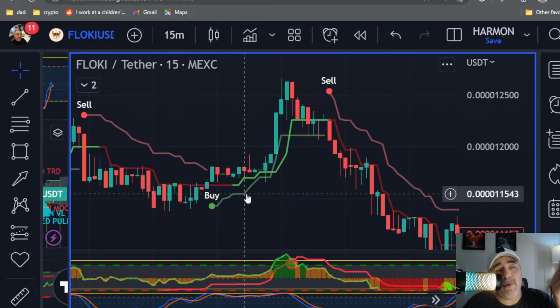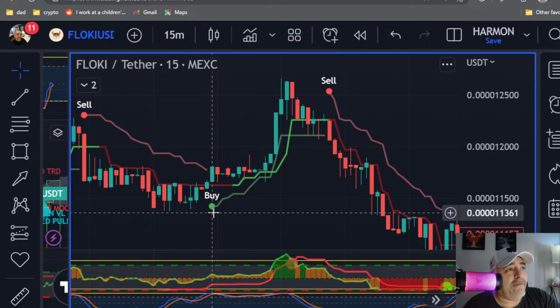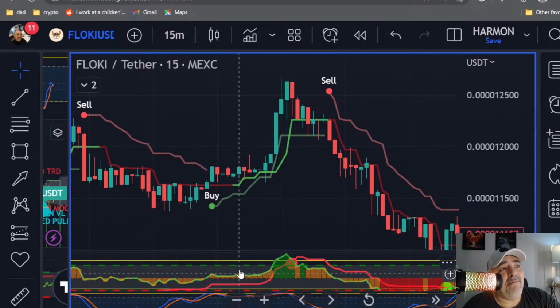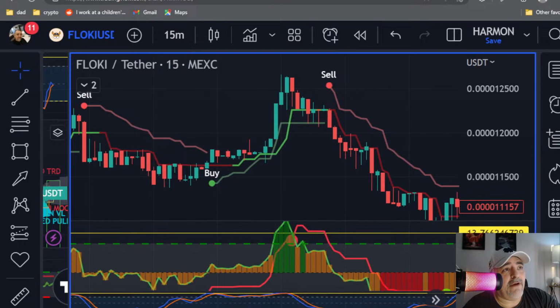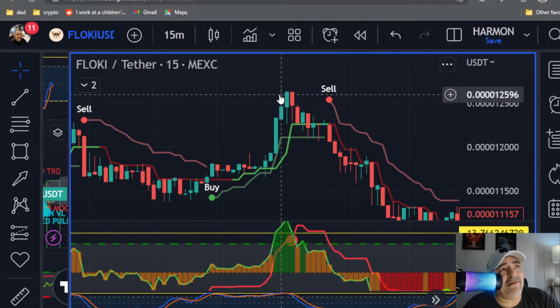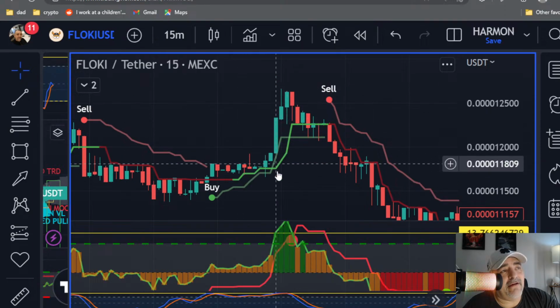But then there's always a pullback. Remember, guys, keep that in your mind. Everything pulls back, right? Now on that pullback, we get a 15-minute green trend, and we have positive volume. That's what I want to focus on here: green moon, positive volume, buy signal, green trend, right? Now that activates a nice little push that got about 8%. That was a nice little push, about 8% right there.